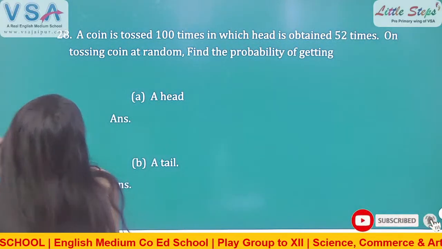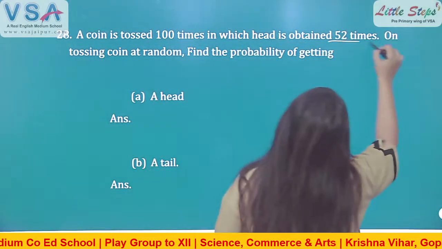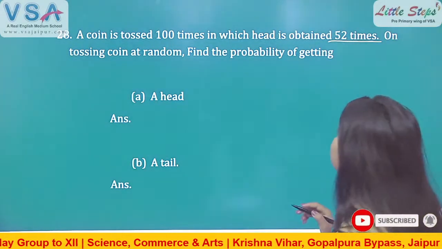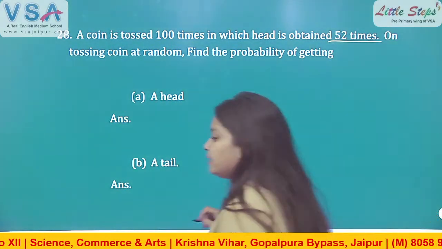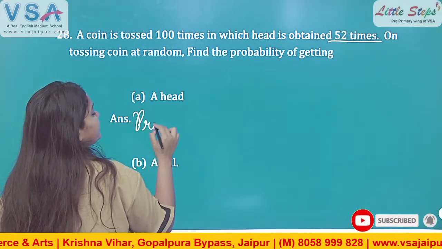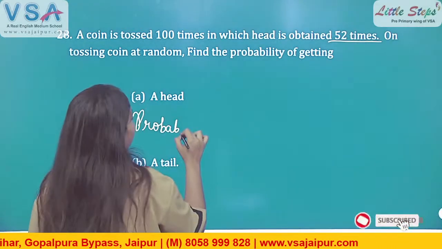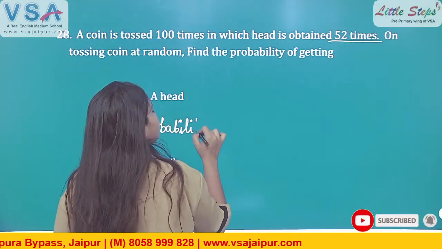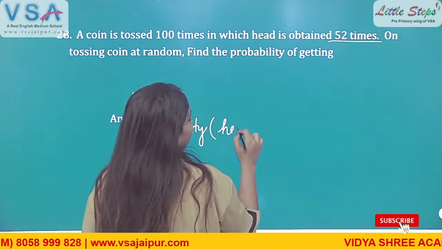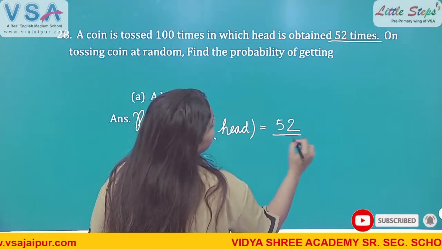A coin is tossed 100 times in which head is obtained 52 times. On tossing a coin at random, find the probability of getting a head and a tail. Of course, as you all know the formula of probability, I'm not writing it again and again. It is number of favorable outcomes upon total number of outcomes. We need to write the answer only. Probability of head is equal to 52 by 100.